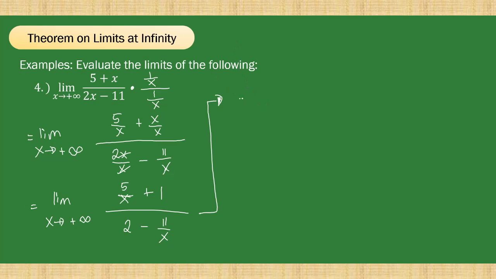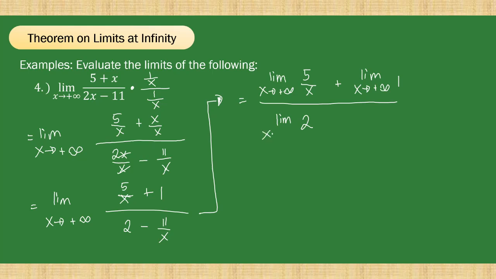I-distribute ngayon natin yung limit. So, we have here the limit of 5 over x as x approaches positive infinity. Plus, the limit of 1 as x approaches positive infinity. All over the limit of 2 as x approaches positive infinity minus the limit of 11 over x as x approaches positive infinity. So, yung mga may fraction na ang denominator ay x, we know, according to the theorem, na yan ay 0 na lang.